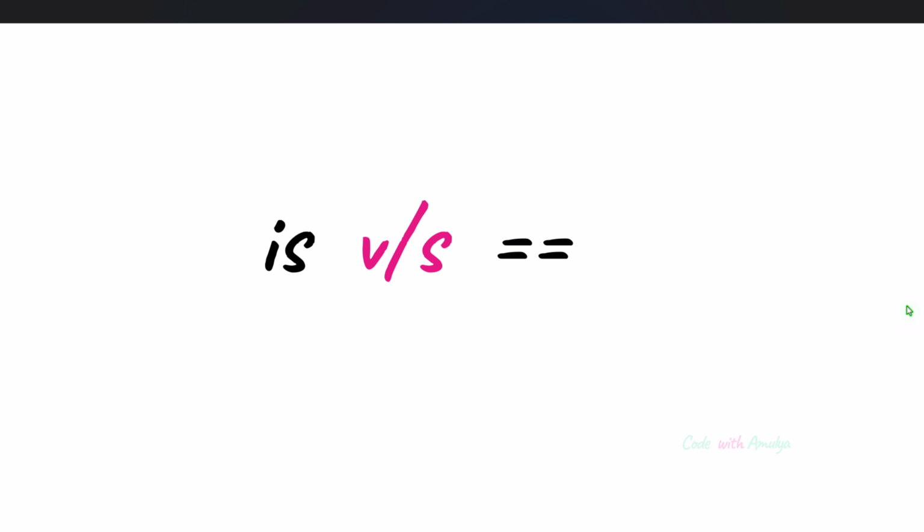Python has many operators to perform different operations. Among them, equality and identity can look similar but serve very different purposes. Today in this tutorial, let's talk about the difference between them.